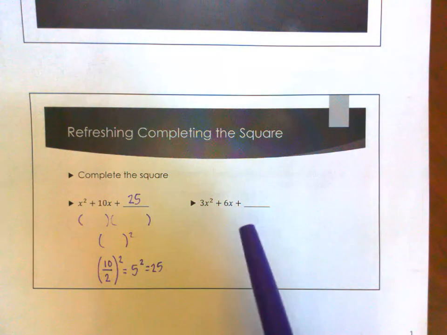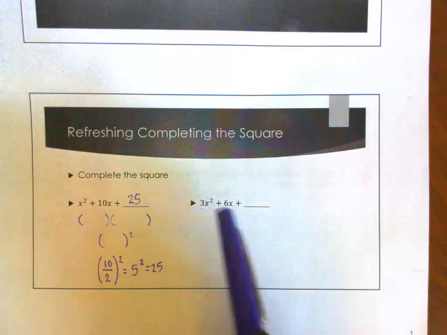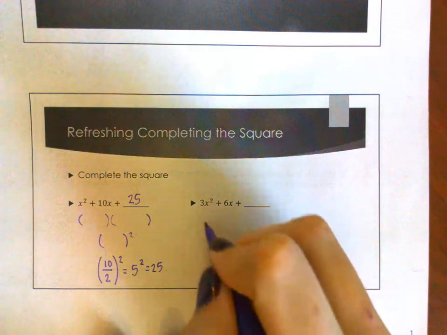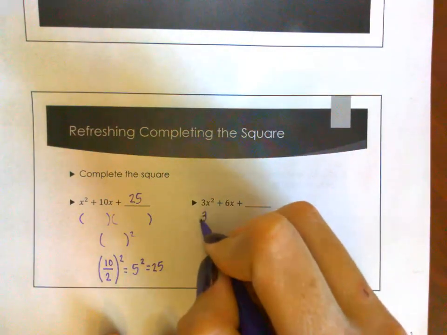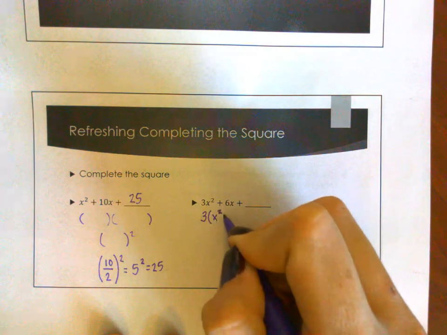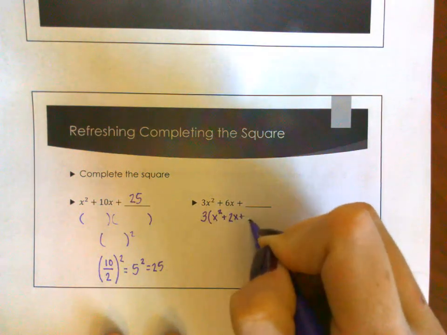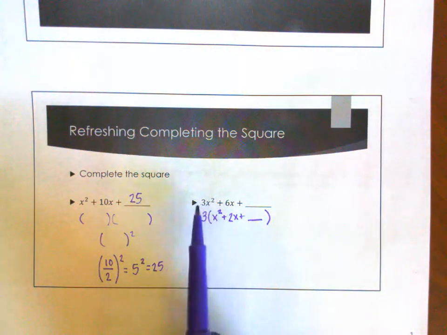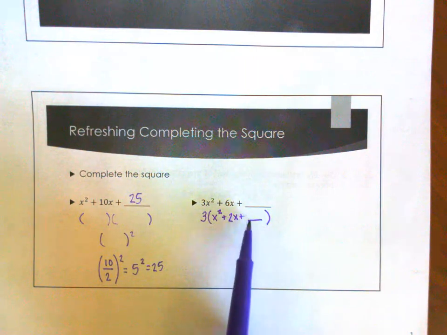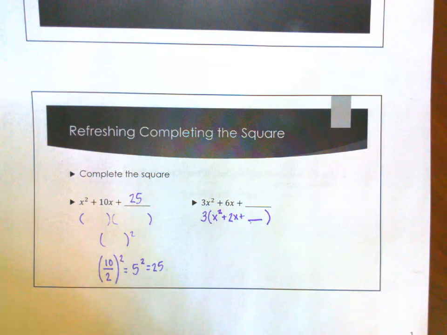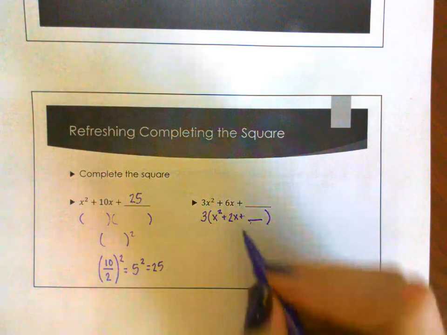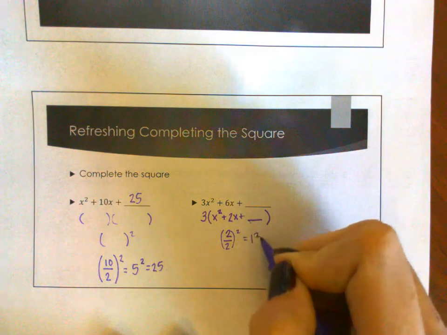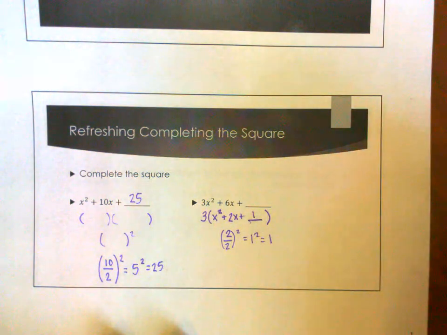So this one, it's a little bit different. We have a 3 in front of the x squared. And so what we need to do first is factor that out. And we're left with x squared plus 2x plus blank. I took a 3 out of the two numbers that were visible. So now, with that in mind, what number would go in this blank right here? We would get 2 divided by 2, which is 1, squared, which is 1. So we're going to put a 1 in there.